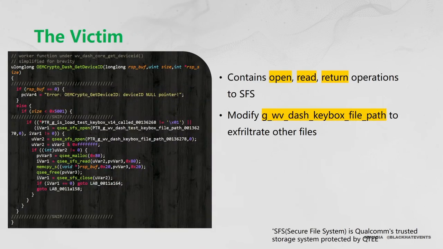Here is the victim. The get device ID function, which will open and read content from an SFS file and copy its content to a malloc'd buffer. Also, its file path is read from the global offset, which can be controlled by us, so we can use it to read any secure file system file available.